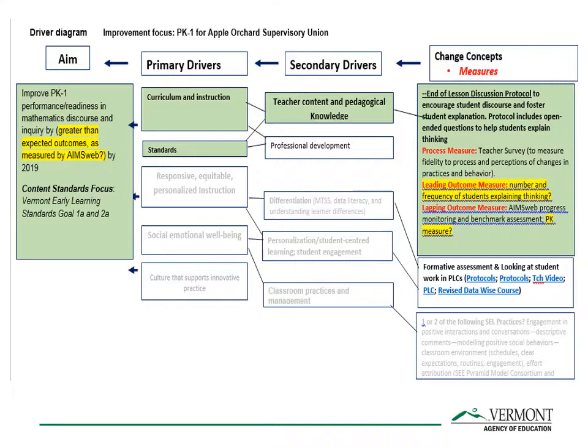The change idea they are testing is using an end-of-lesson discussion protocol that uses open-ended questions. Teachers will be measuring the effectiveness of this change idea by using a teacher survey and tracking the number of students who explain their thinking and the frequency at which students explain their thinking. This change idea is directly related to the secondary driver of teacher content and pedagogical knowledge, which in turn is directly related to two primary drivers, curriculum and instruction and standards.